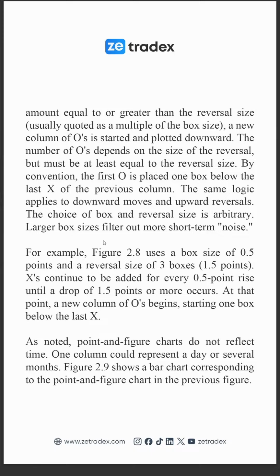And we have figure 2.9, which shows the bar chart corresponding to the point and figure chart in the previous figure. Now, we have columns of O's, which are started and plotted downwards, while the number of O's depends on the size of the reversal, which must be at least equal to the reversal size by convention, because the first O is placed 1 box below the last X of the previous column. The same logic always applies to downward moves and upward reversals, and the choice of box and reversal size is arbitrary, though larger box sizes filter out more short-term noise. Next page, please.